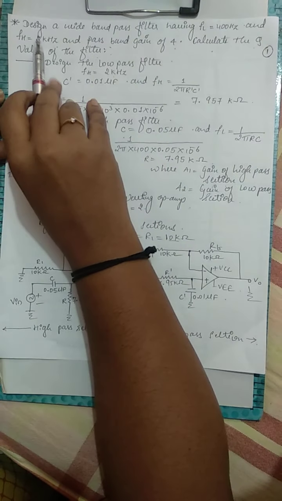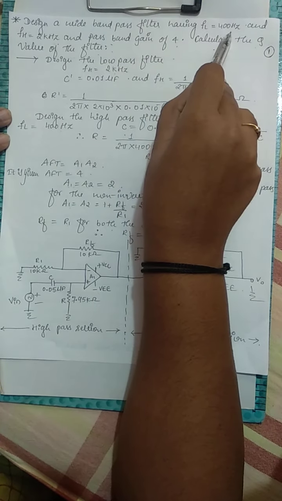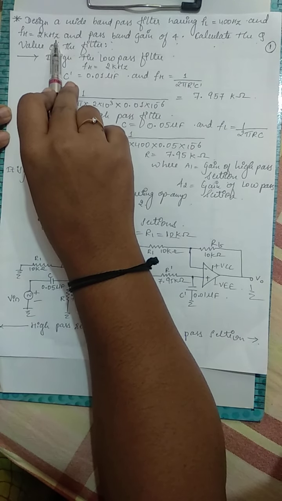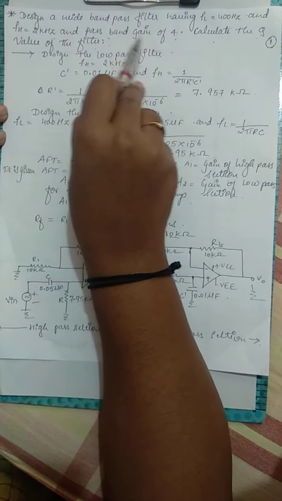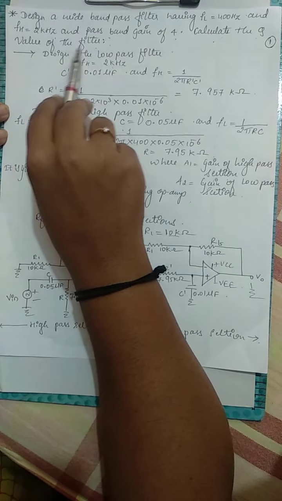So, the first one is: design a wide band pass filter having FL equal to 400 Hertz and FH equal to 2 kilohertz and passband gain of 4. Calculate the Q value of the filter.